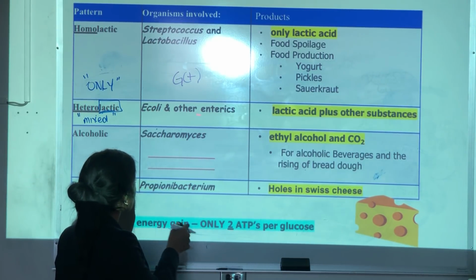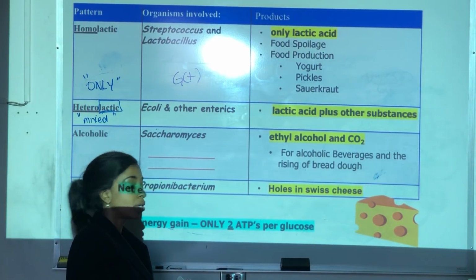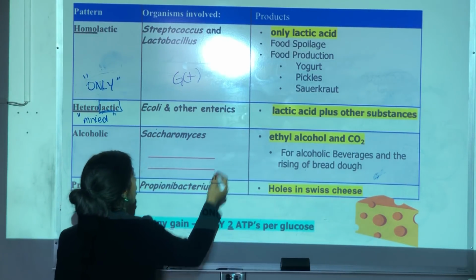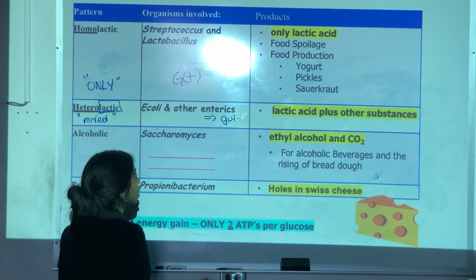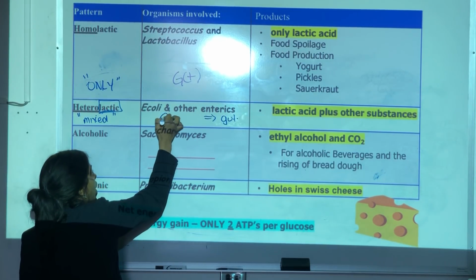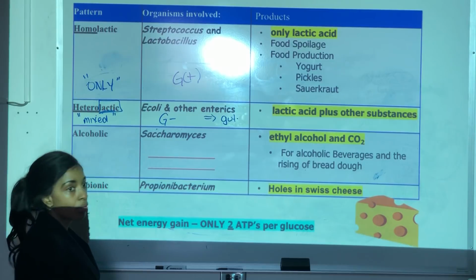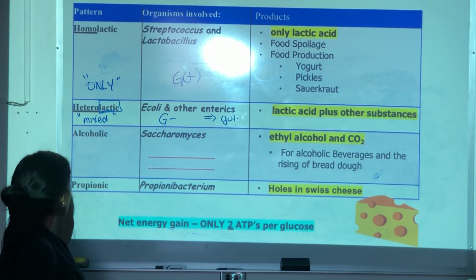So E. coli is an enteric, but we have other enterics in microbiology, and these are going to be found in the gut. E. coli is in the gut and the colon. E. coli is gram-negative, and so are these other enterics that we're talking about.